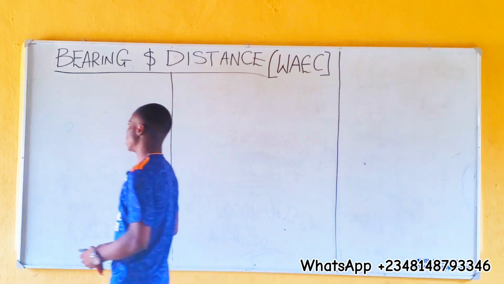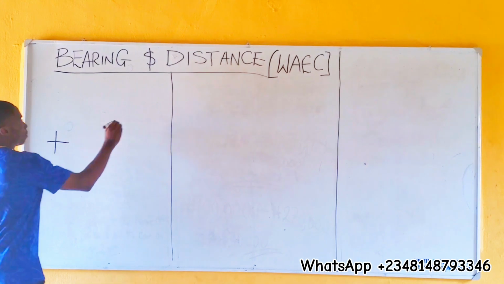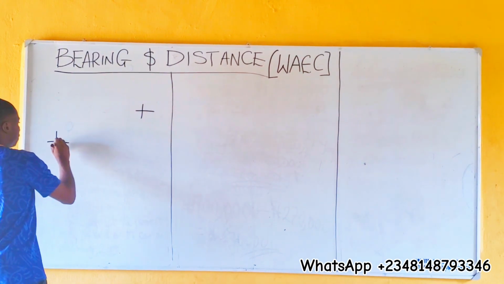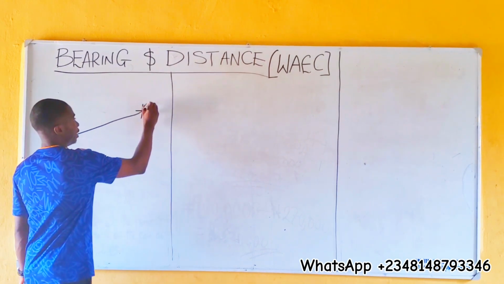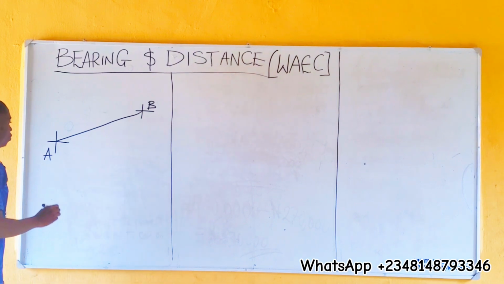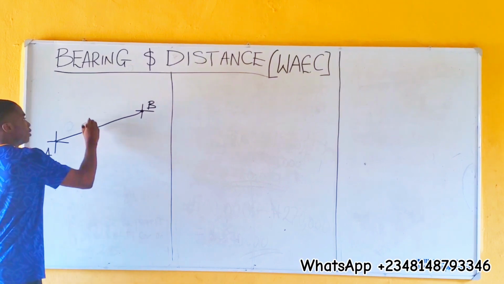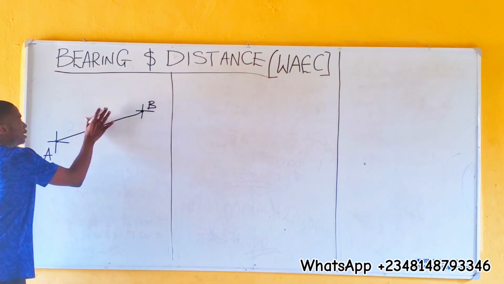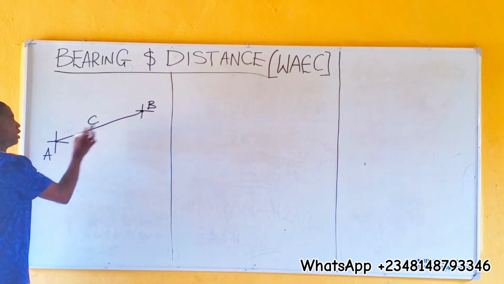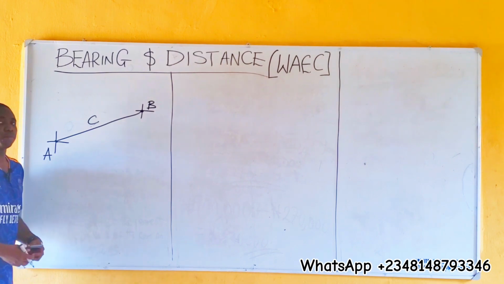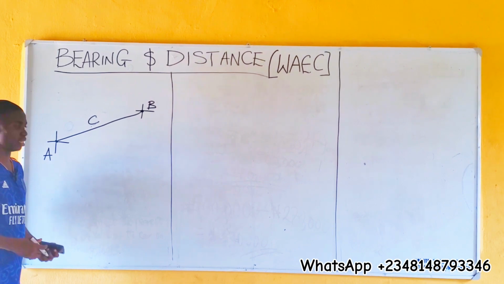Now let's take for instance, this is A and this is B. So from A to B is assumed to be C. So C is the distance between A and B. Now, before solving a problem in bearing and distance, you need to know these things.